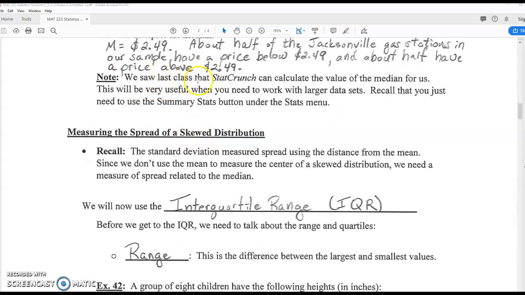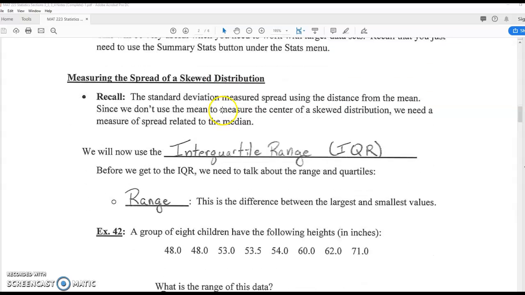So we saw last class that StatCrunch can calculate the value of the median for us. This will be very useful when you need to work with larger data sets. Remember, you just go to Stat, Summary Stats, and you'll be able to find it. Recall that you just need to use the Summary Stats button under the Stats menu.